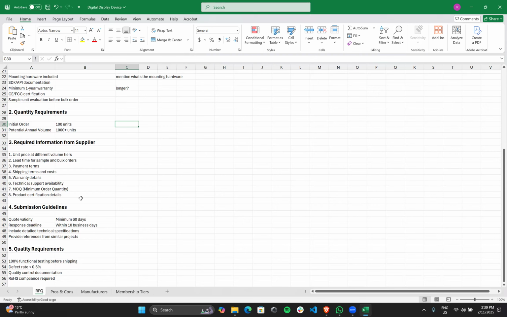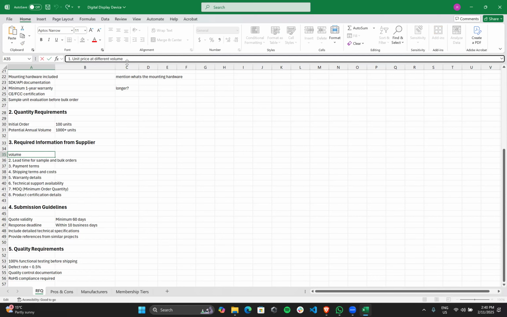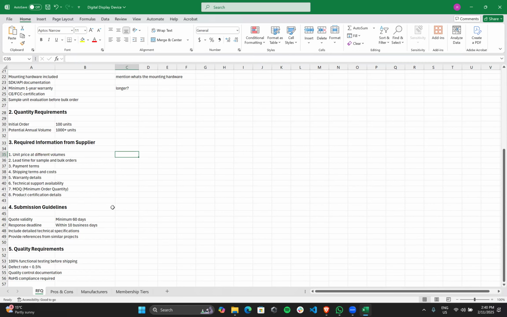Required information from supplier. That's number one, that's what we just talked about: unit price at different volumes. And I wouldn't even say tiers. Take out the tiers. Just say volumes. Okay. Lead time for sample and bulk orders.